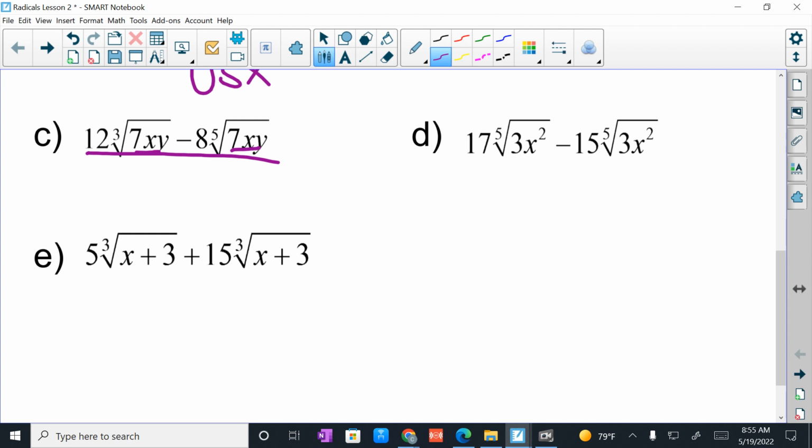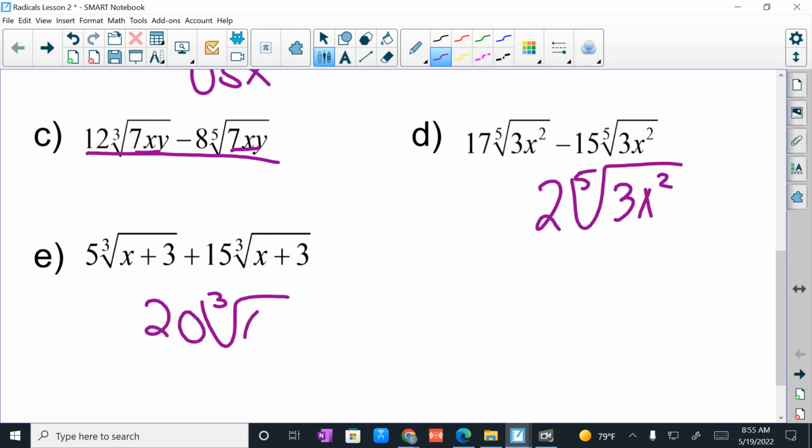Okay, I got 17 fifth roots of 3x squared minus 15 fifth roots of 3x squared. So what am I going to be left with? 2. Very well stated, gentlemen. Proud of you. Last but not least, can I add these two together? Yes, they are like radicals. So what's 5 cube roots of x plus 3? Let's go. Good job.